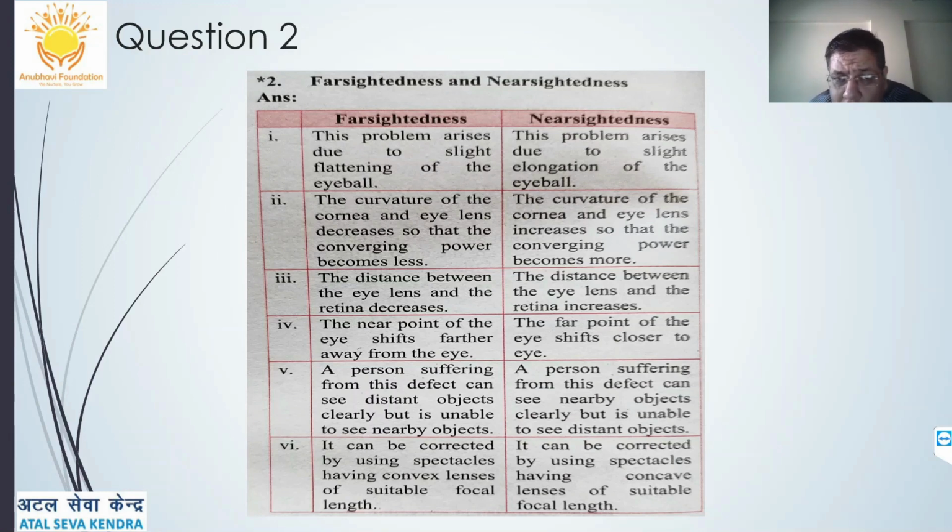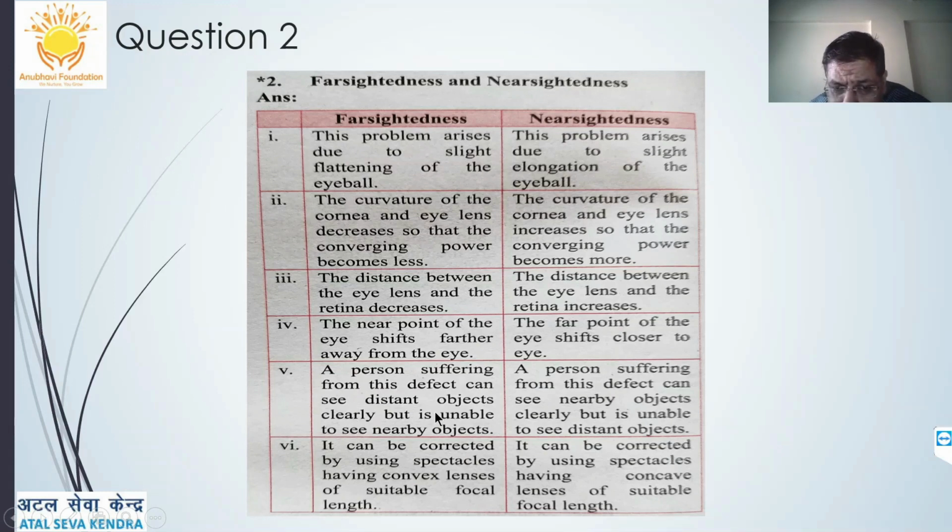Then the important difference is farsightedness and nearsightedness. In farsightedness, the problem arises due to slight flattening of the eyeball, while in nearsightedness, the problem arises due to slight elongation of the eyeball. Here, the curvature of the cornea and the eyeball decreases so that the converging power becomes less. Here, the converging power becomes more because the curvature of the cornea and the eye lens increases. The distance between the eye lens and the retina decreases here; there, it is increasing. The near point shifts further away, while here, the far point shifts closer.